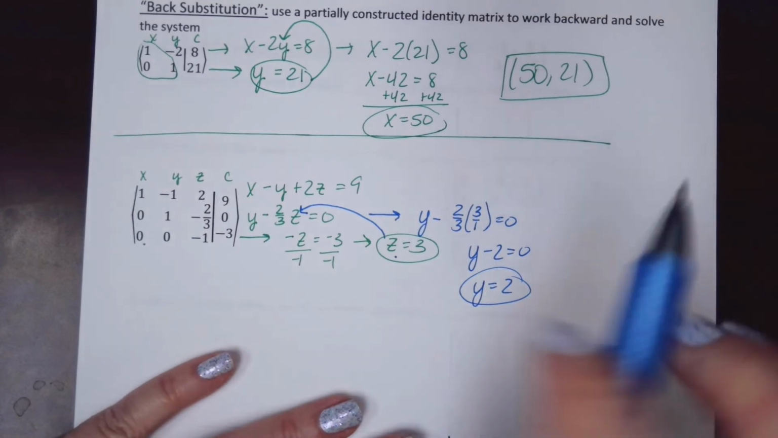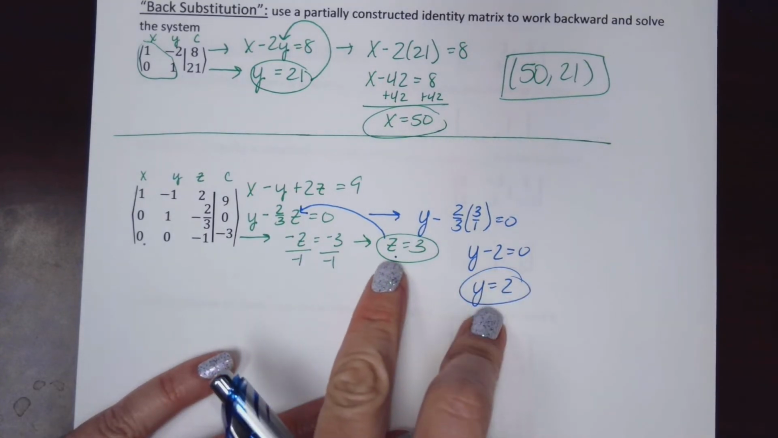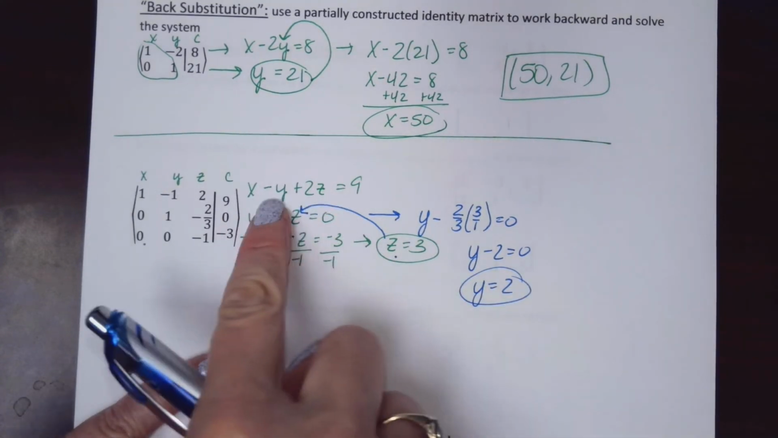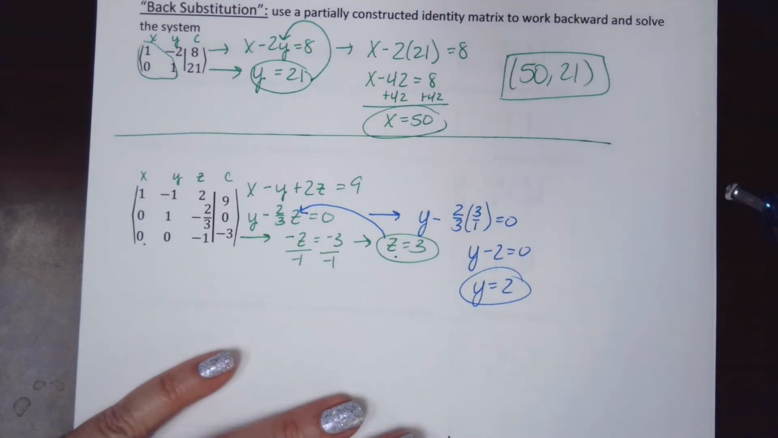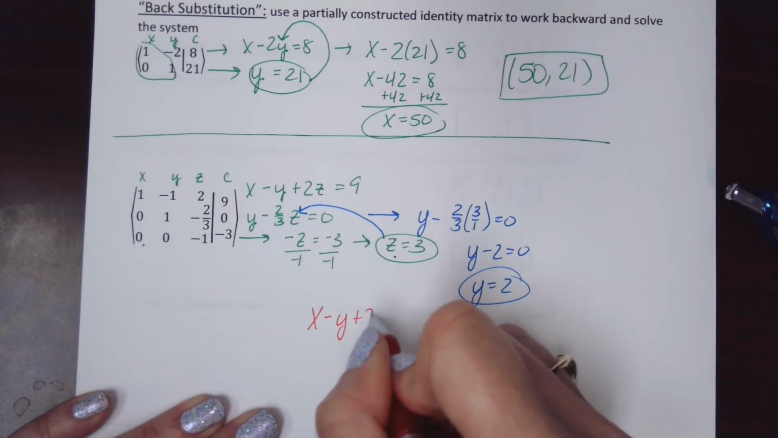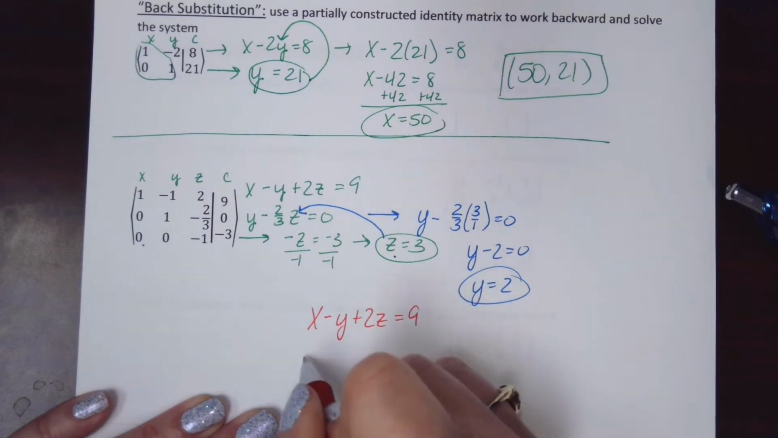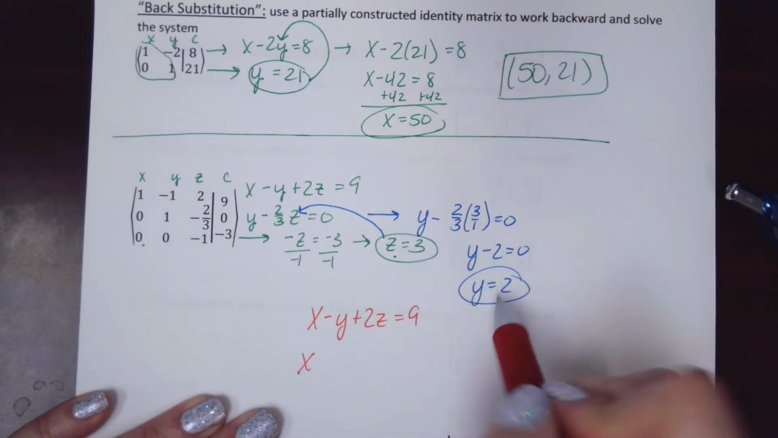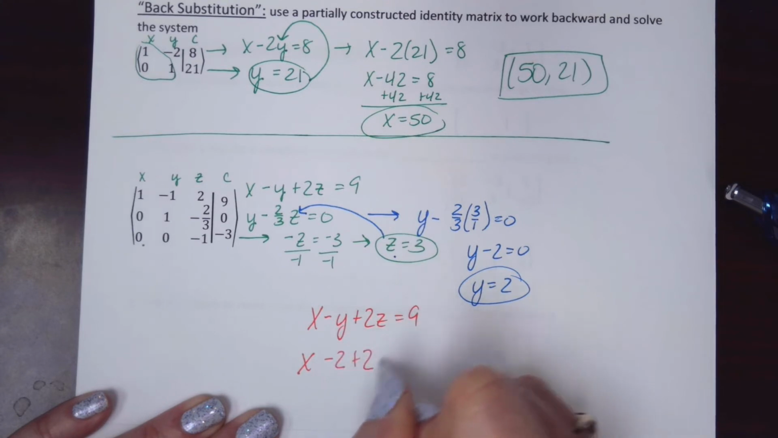And I'm going to take both of these values for z and y back up into my first equation to solve for x. So my first equation is x minus y plus 2z equals 9. Well, I don't know x. I do know that y is 2, and I know that z is 3.